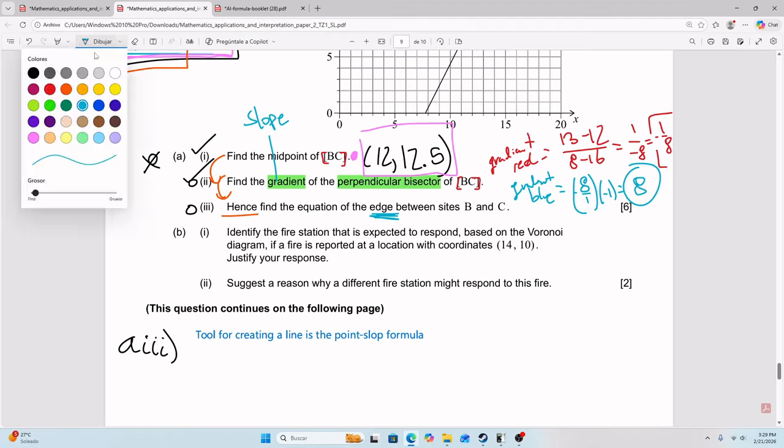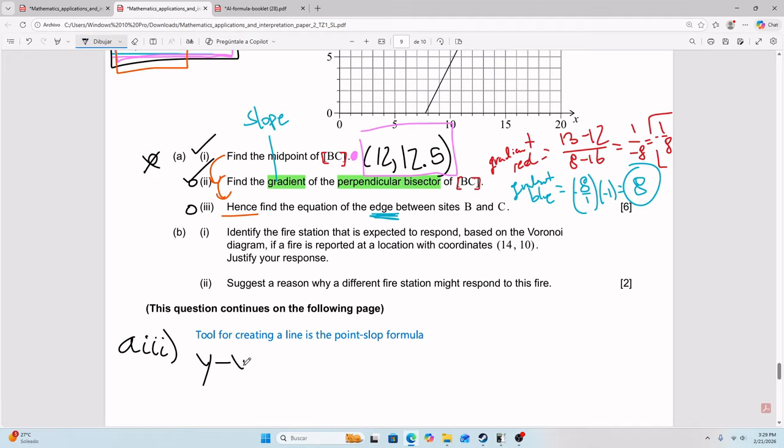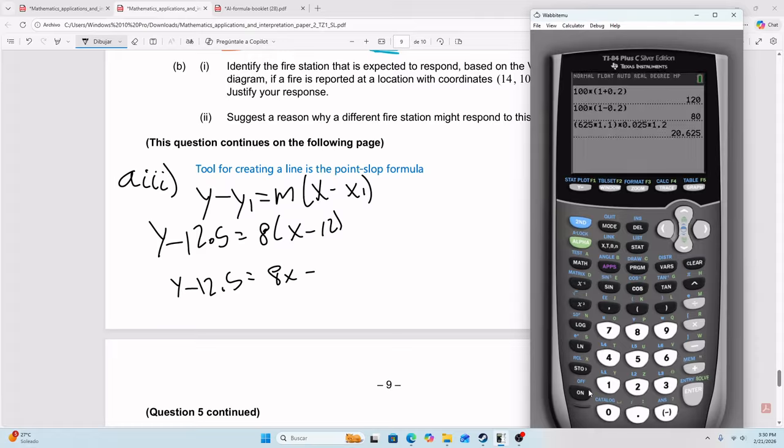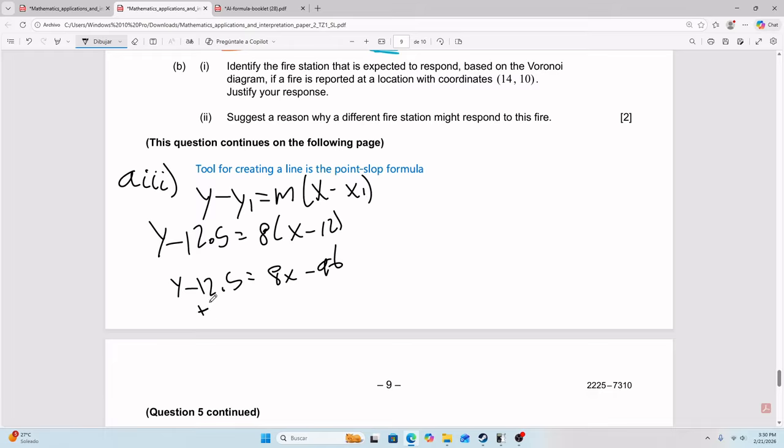So for part A triple I, we're using the point slope formula, which is y minus y1 equals m parentheses x minus x1. In this case, our x1, y1 are these here, and our m is this 8. So you plug in y minus 12.5 equals 8 parentheses x minus 12, which ends up giving you y minus 12.5 equals 8x minus 12 times 8. I cannot brain right now, so I'm just going to use our calculator: 96. And then we do plus 12.5 in order to get y alone.